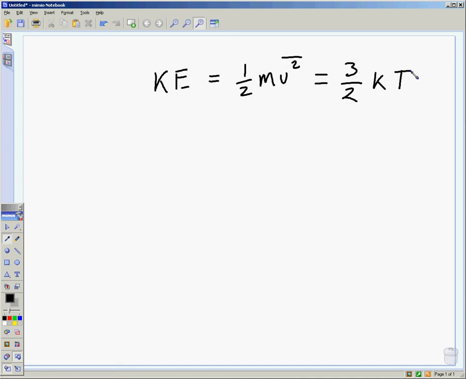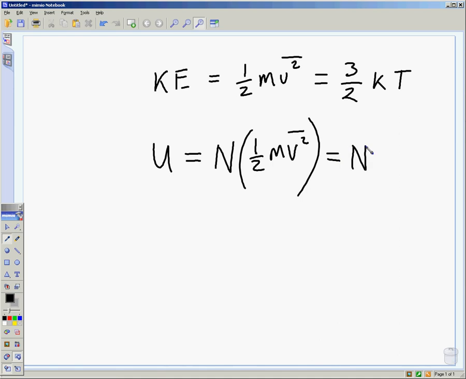So if you wanted the total energy of all the atoms in there, you would just multiply by what? By the number of atoms, okay? The number of atoms. If it was 1 mole, it'd be Avogadro's number. But we want to multiply by the number of atoms. So the internal energy, which is U, is just equal to the number of atoms or molecules times 1/2 mv squared. Okay? Or number of atoms times 3/2 kT.